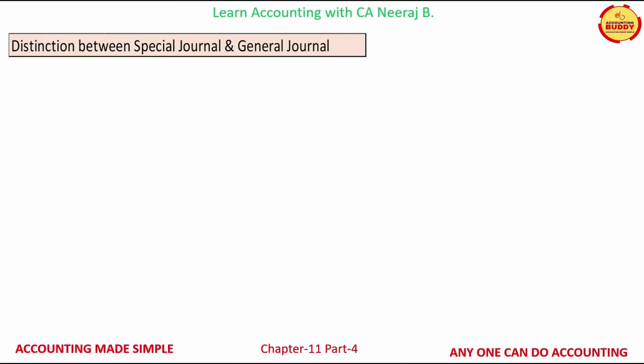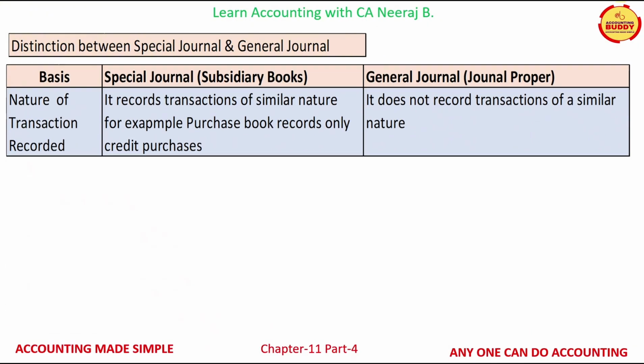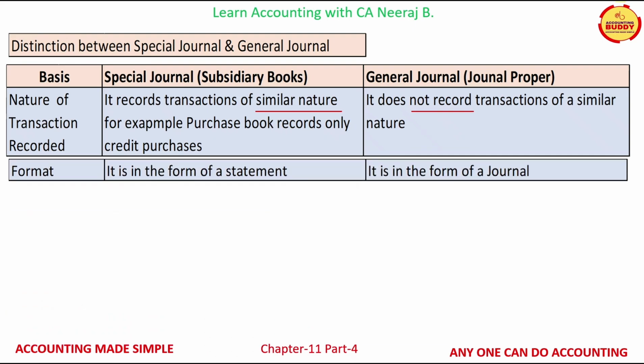Let us now learn the difference between the special journal and journal. First basis of difference is nature of transactions recorded. Special journal records transactions of similar nature. For example, the purchase book records only the credit purchases, while the journal does not record transactions of a similar nature. Second basis of difference is format. Special journal is in the format of a statement, while the journal is in the form of a journal.